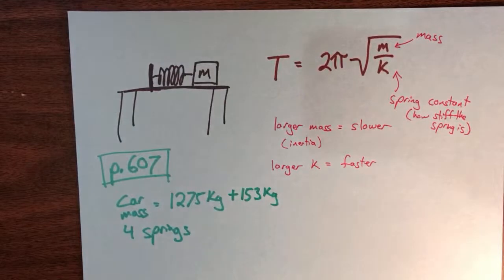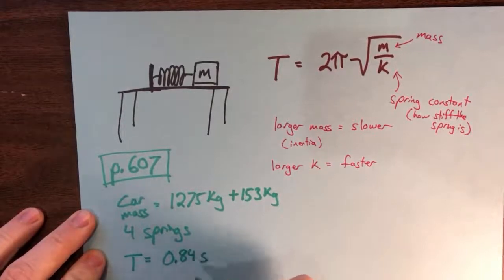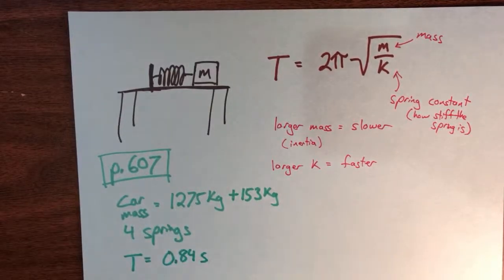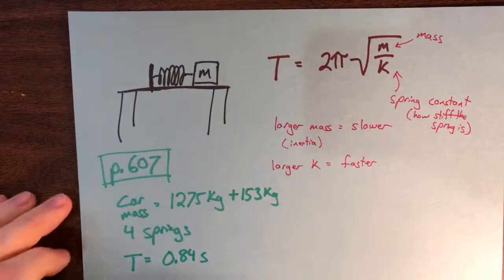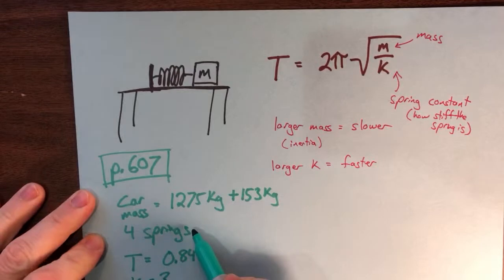All right? When driven over a pothole in the road, the frame vibrates with a period, here we have the period, of 0.84 seconds. For the first few seconds, the vibration approximates simple harmonic motion. Obviously, after that, there's going to be damping. Find the spring constant of a single spring. Okay, so this is a little bit tricky because we have 4 springs and we want to get a spring constant for a single spring.